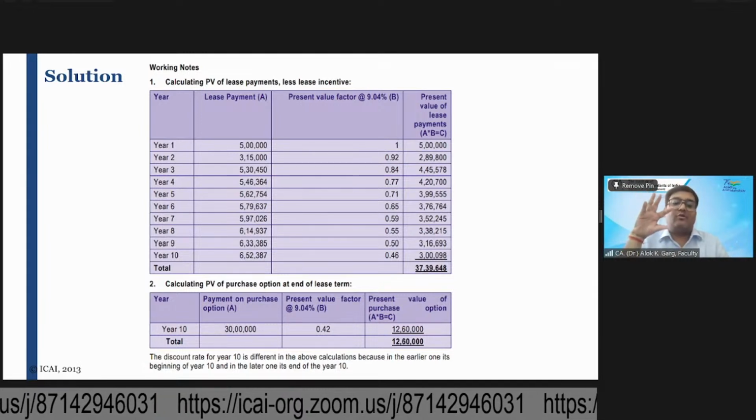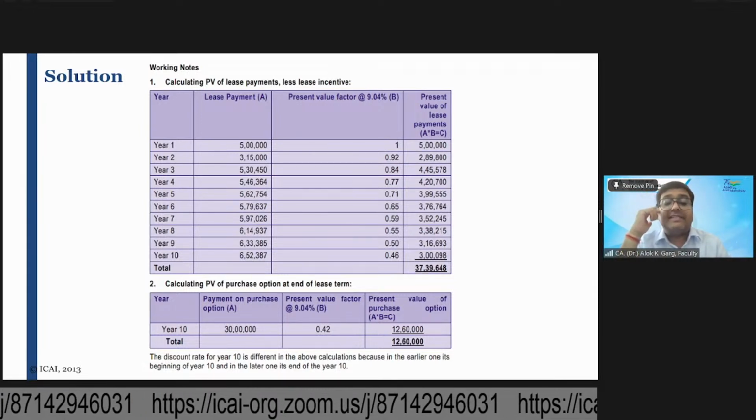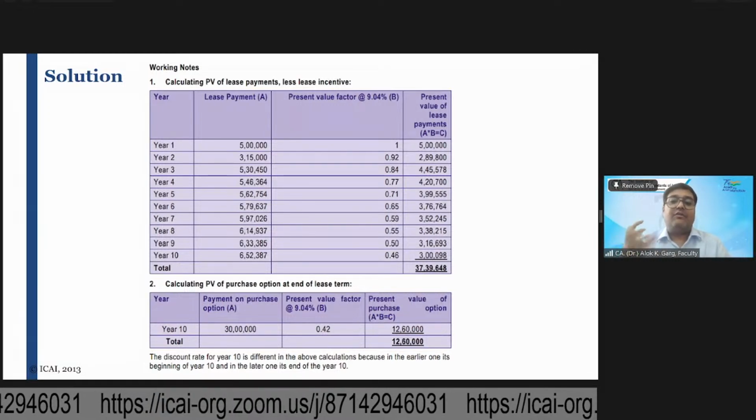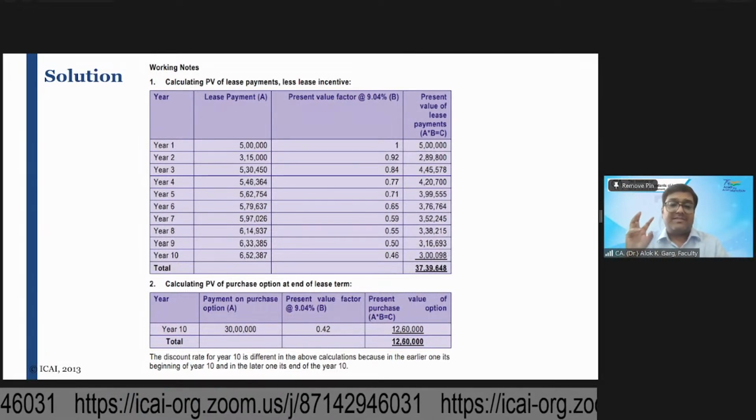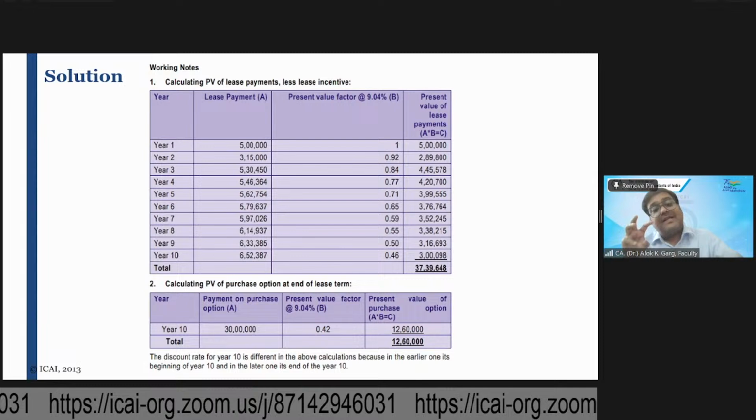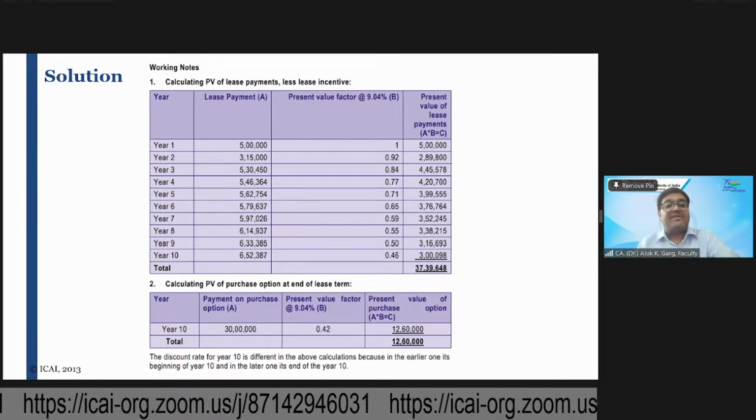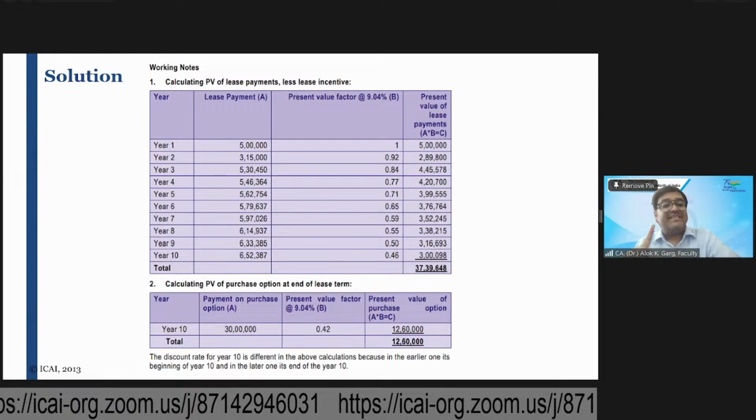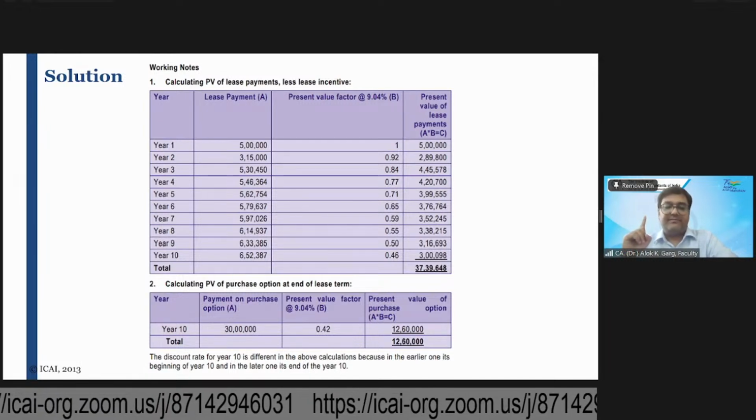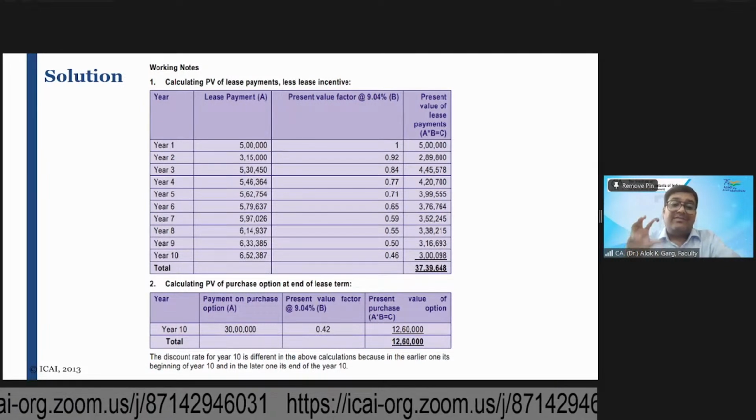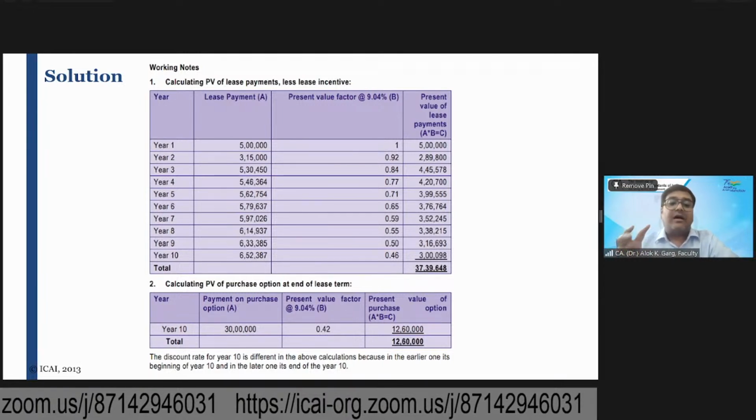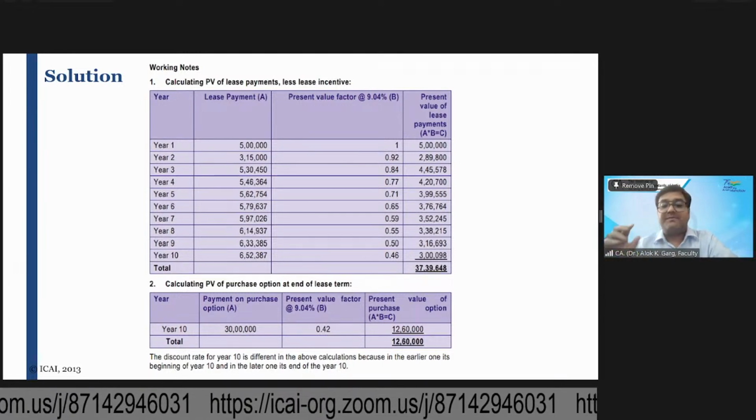If these two aspects are okay, then you have to identify the lease period. What is my lease period? Lease period is equal to the non-cancellable period plus rent-free period plus optional renewal period if the lessee is reasonably certain to renew, plus optional termination period if the lessee is reasonably certain not to terminate. Friends, this is the important aspect, where you will discount your lease payment over the lease period.